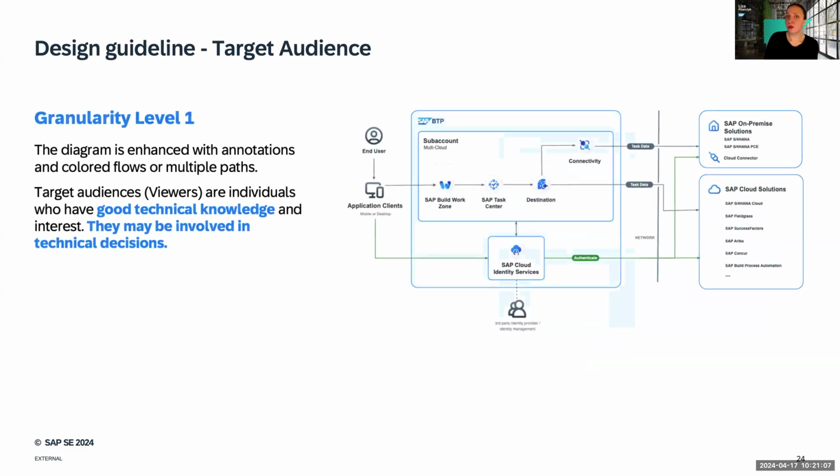If you go to granularity level 1, it's a little bit more detailed. You can see there are colors in here. This is the authentication protocol, and we give a little bit more context here. We assume that the viewer may be involved in technical decisions and really needs this additional information.